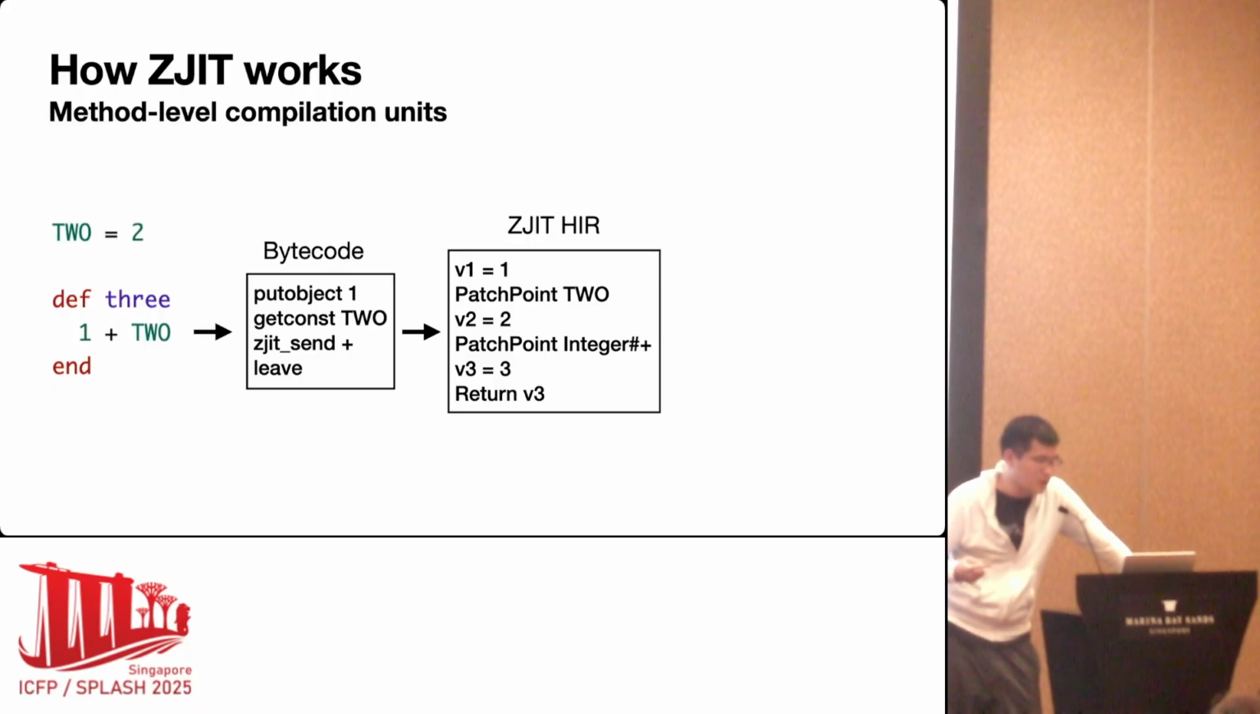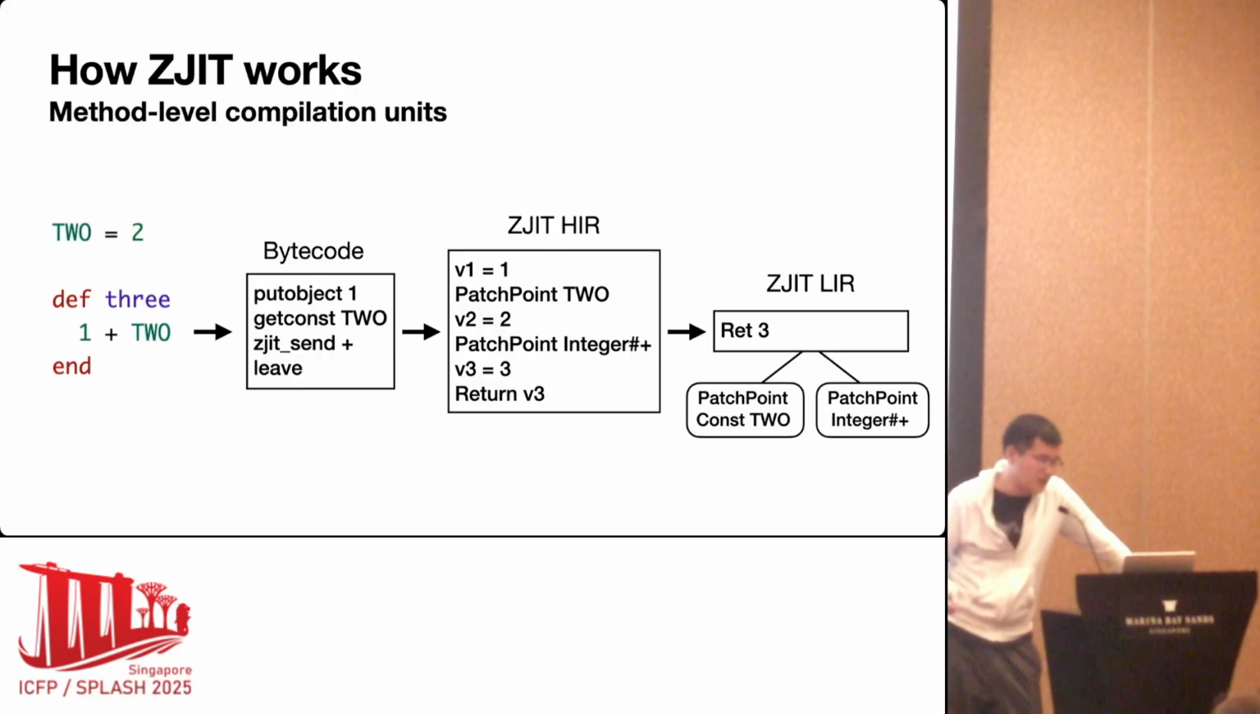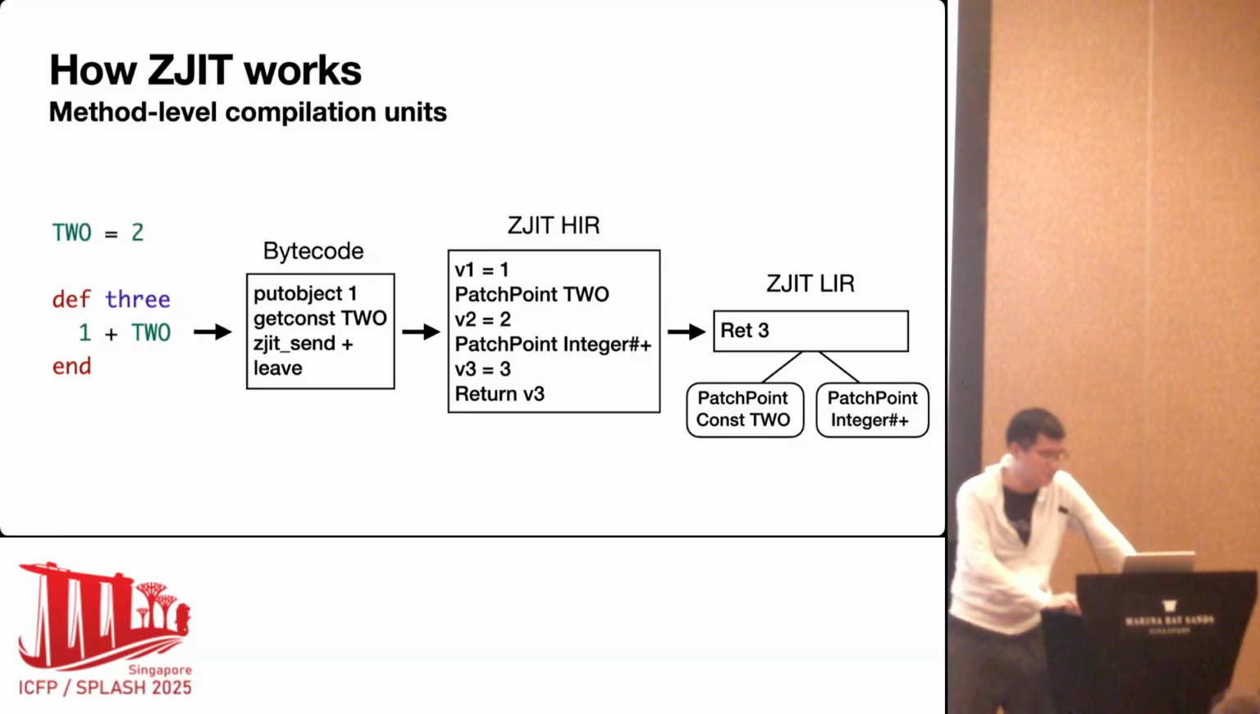And then we have this SSA-based IR. V1 and V2 are not really compiled into the actual code, but they are there so that we can generate the side exit for the patch point. When the constant 2 is invalidated, we need to write the object 1 to the stack, so that's there. But for the actual generated code, it's able to constant fold based on the SSA, and then just return 3 as the generated code, with the patch point for the constant redefinition or method redefinition.